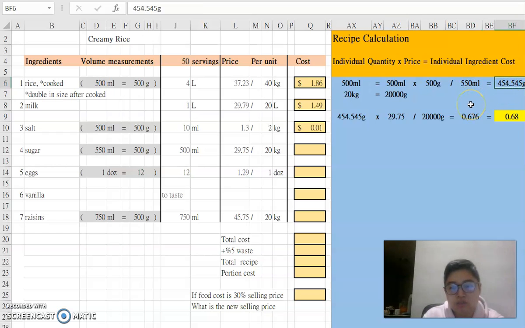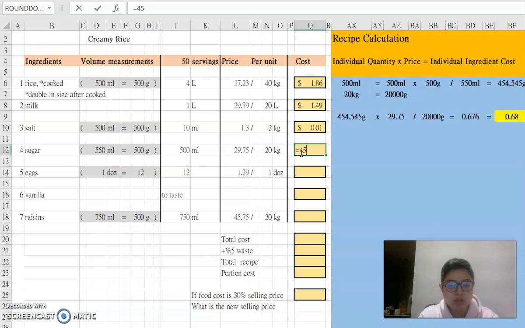Then the answer is 454.545, which is grams. And 200 kilograms is equal to 20,000 grams. The calculation is 454.545 grams times the cost 29.75 divided by the kilo per unit, which is 20,000 grams. The answer is 0.676, and after 2 decimal places it is 0.68.